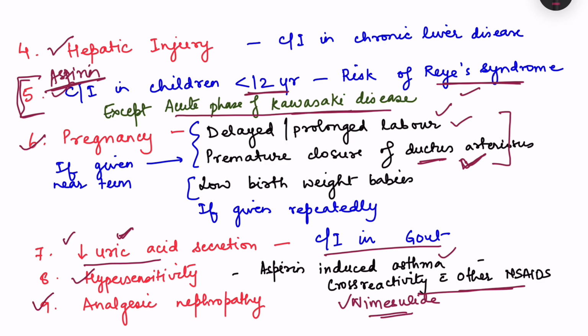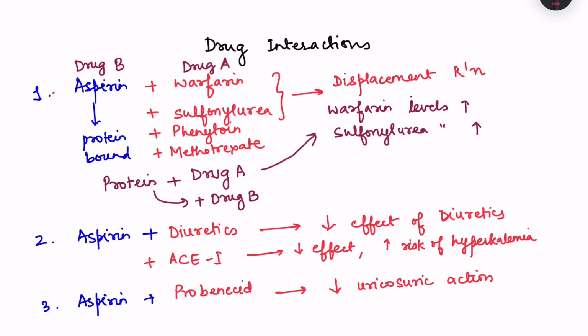Then it can cause analgesic nephropathy on chronic use. So there is tubulointerstitial nephritis and papillary necrosis. On chronic use of NSAIDs, there can be analgesic nephropathy as well. Now moving on to drug interactions, that is the last part we are going to see. So what are the drug interactions?